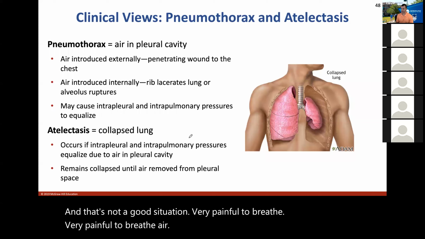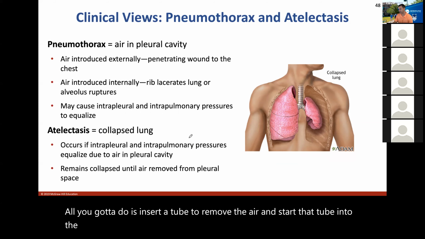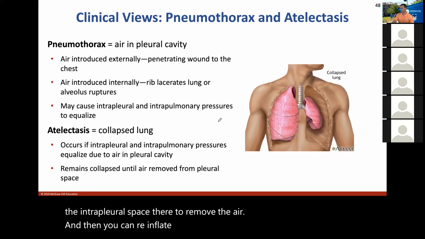You could see some causes for it. All you have to do is insert a tube into the intrapleural space to remove the air. And then you can reinflate the lung. That doesn't sound like a fun time.